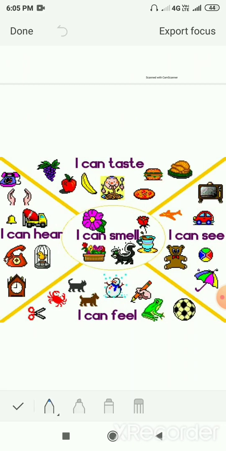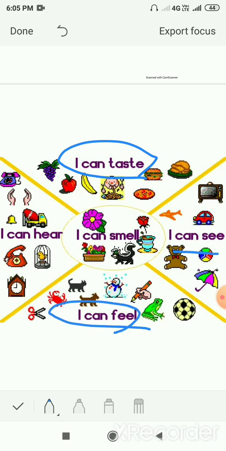First is I can taste. You can taste many fruits, many different dishes and many more things. Then I can see. So you can see TV and identify different objects. You can read books. Then I can feel. You can feel different surfaces of objects, like if it's rough or smooth, hot or cold.